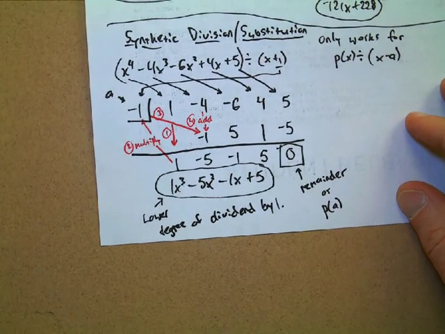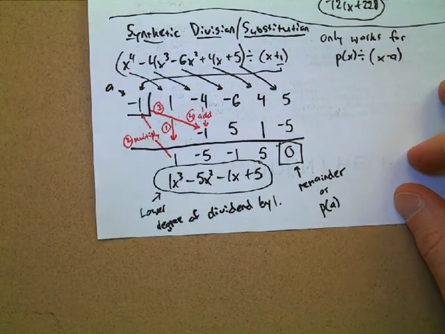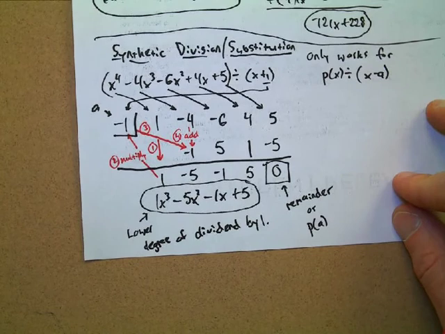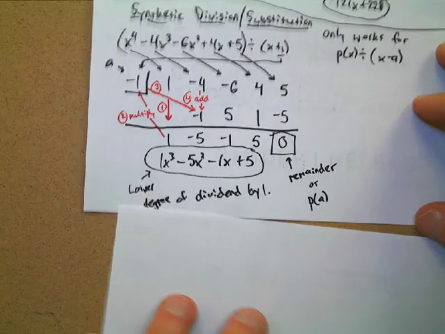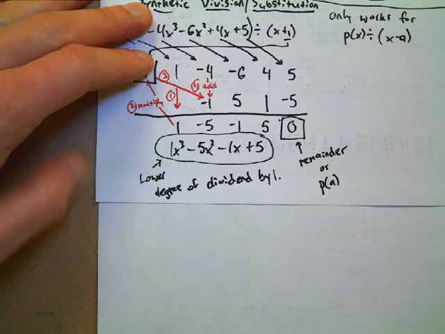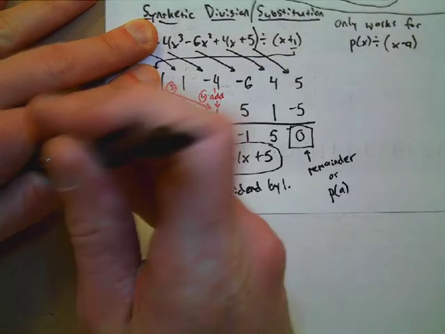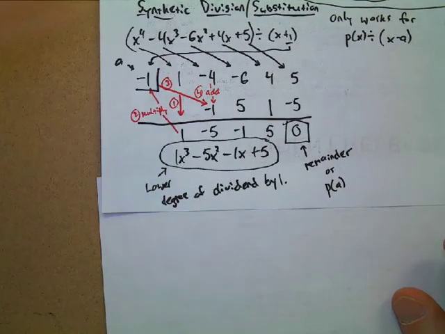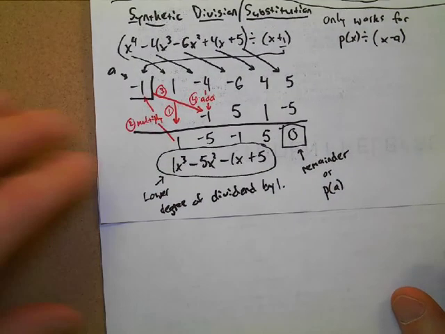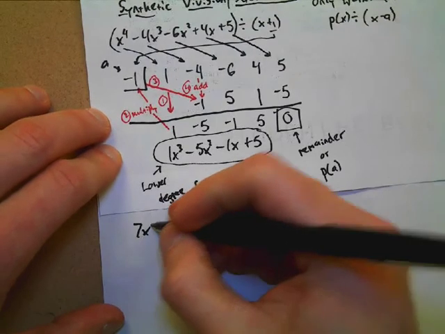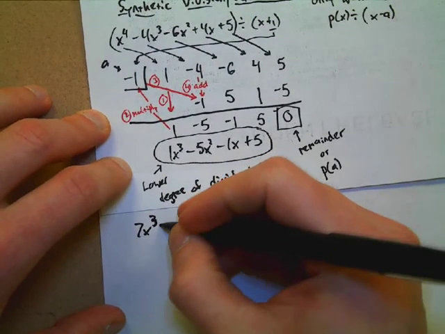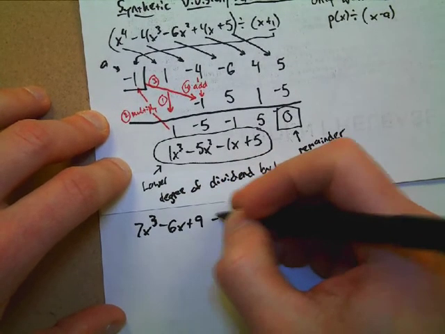Shall I do one more? Do we need to see another one? Yes, one more. Uno más. All right, quickly here. Let's do 7x to the 3rd minus 6x plus 9 divided by x plus 5.